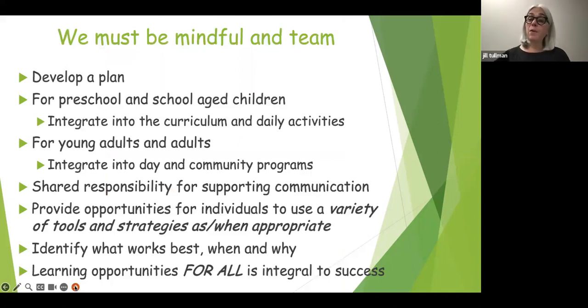We must be mindful when we're teaming together. This kind of, Kirsten, possibly goes back to how you're supporting and advising people. So we must be mindful and work together. We need to develop a plan for how to integrate the individual's ability to communicate and participate for kids who are in school, how they can demonstrate knowledge, how they can ask for help. For young adults and adults, what do they need to be successful in their transition programs and in their community programs? It's really shared responsibility for all of us supporting the individual who needs to use the communication.